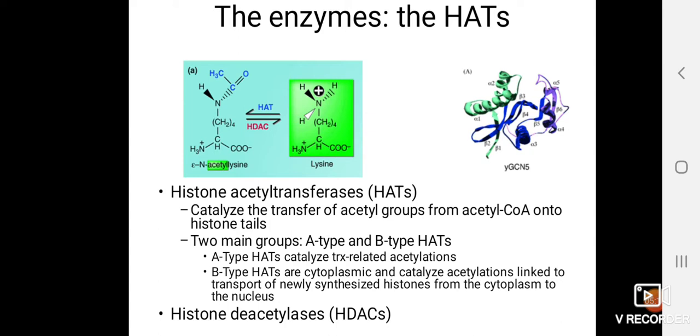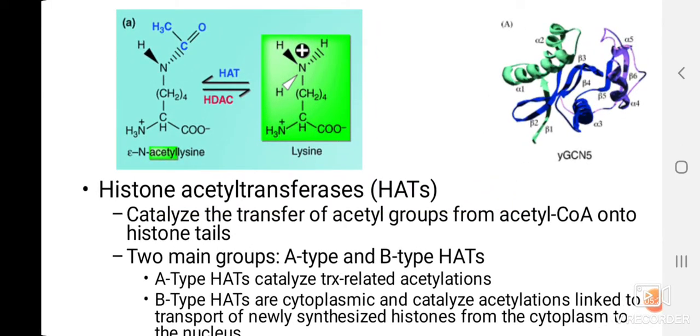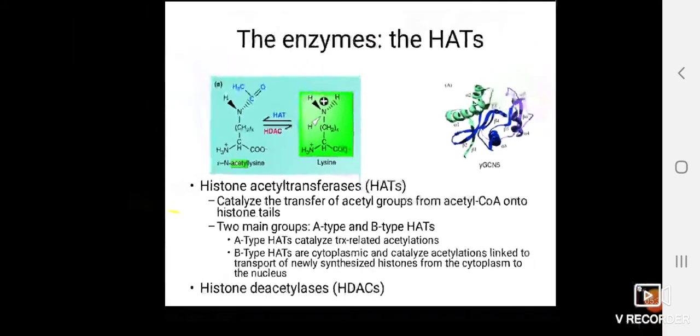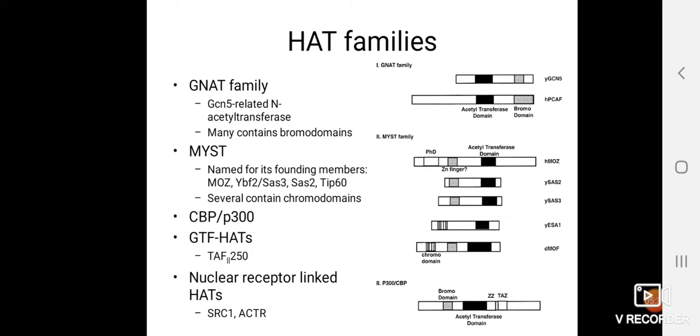Along with these acetylases, we also come across enzymes called deacetylases, which are called HDACs, histone deacetylases. What these HDACs do is convert the acetylated amino acid into the normal amino acid. They remove the acetate or acetyl moiety from the amino acid.